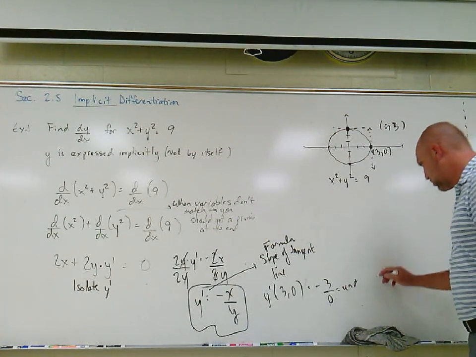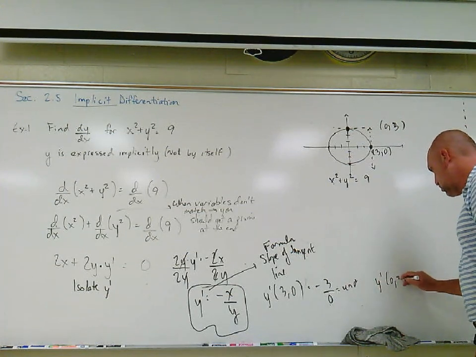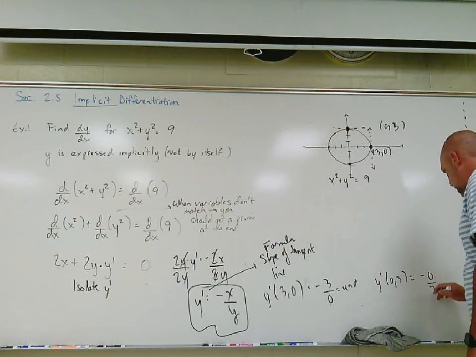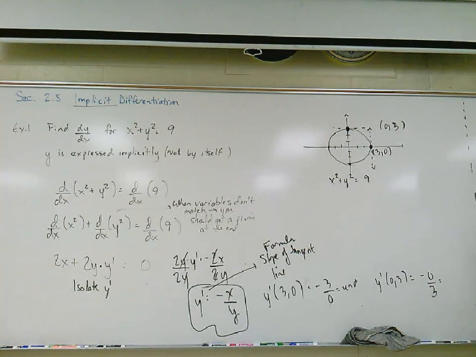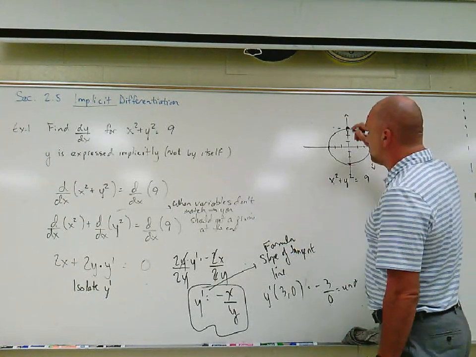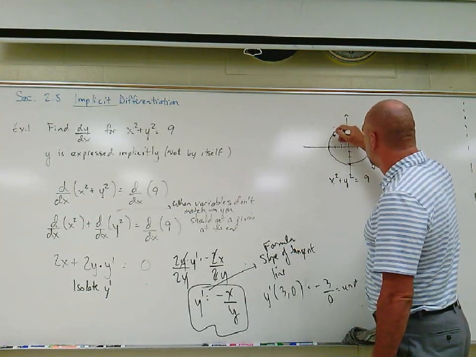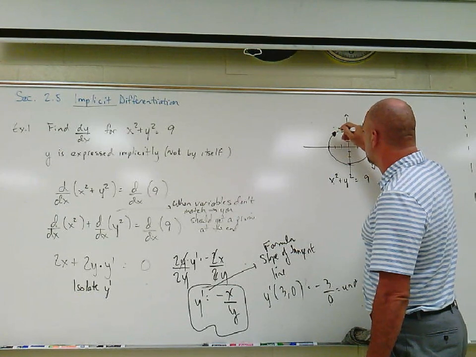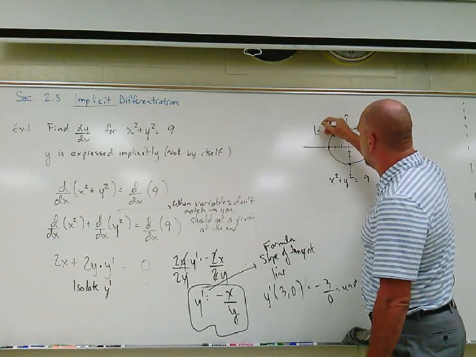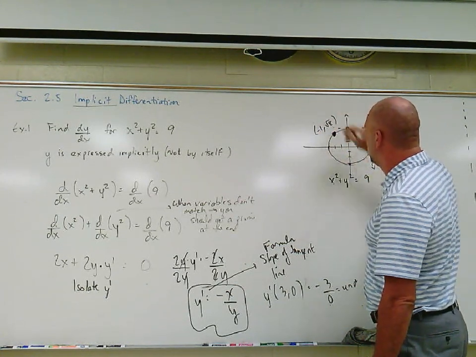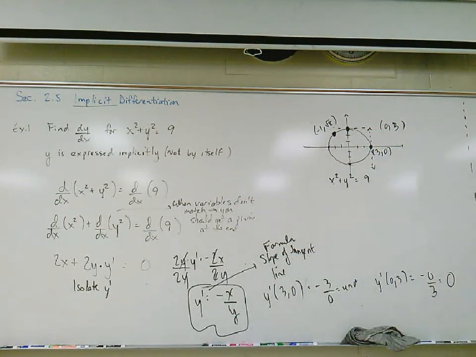So let's see, if I do y prime of (0, 3), that means I plug in a 0 for x and a 3 for y, negative 0 over 3 is 0. All right, there's that. If I were to pick something here in the second quadrant, so let's say it's (-1, square root of 8), that should be in the second quadrant. It's not the previous, but I know that's there.